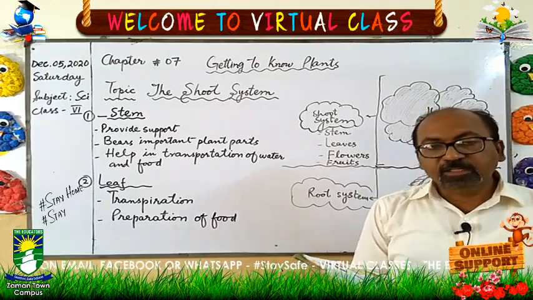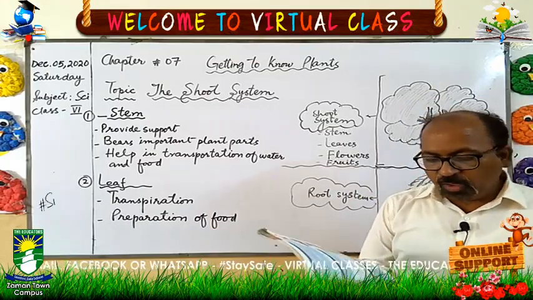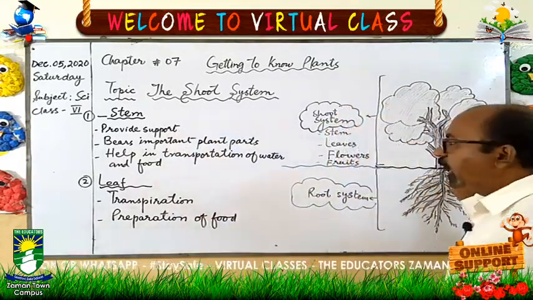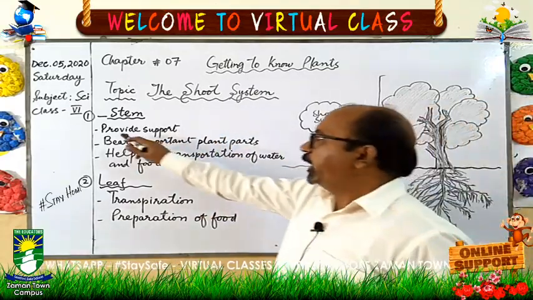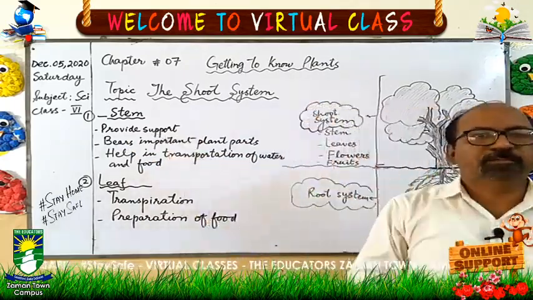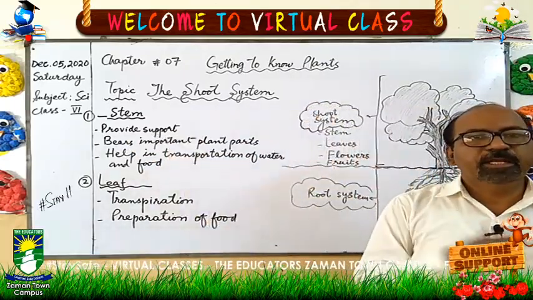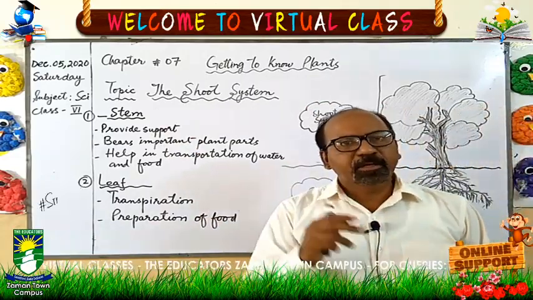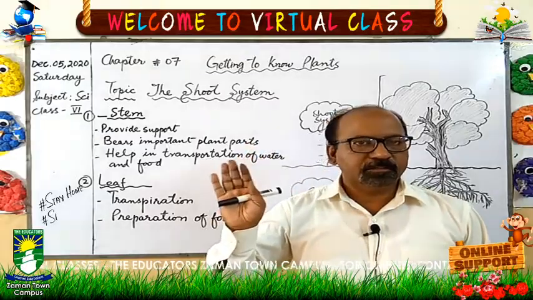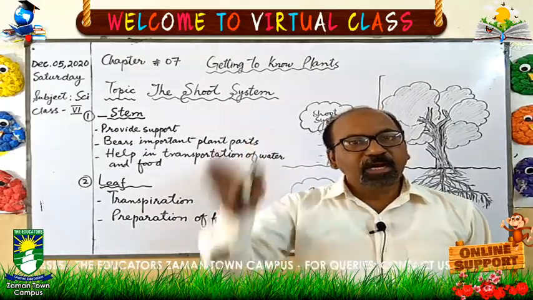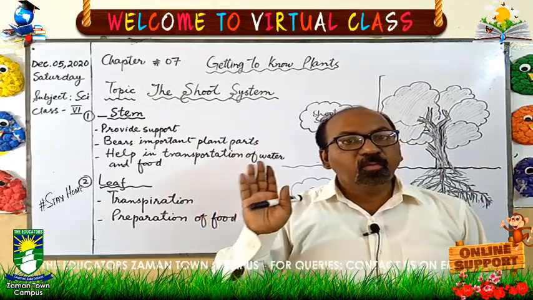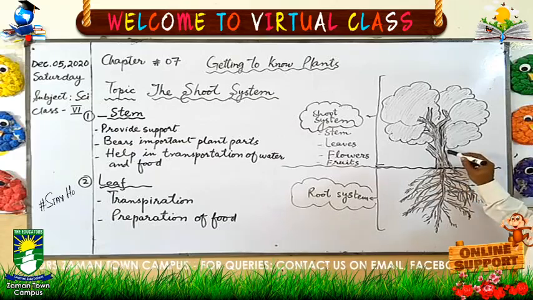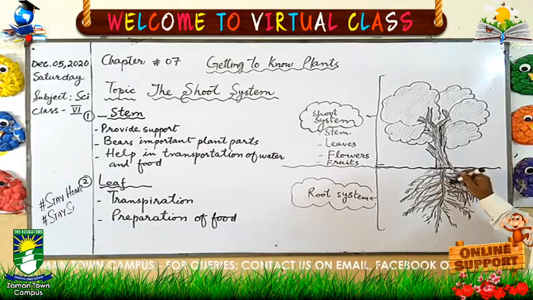So this is the stem. So what are the functions of the stem? As it is a hard or strong part, it provides support to the plant to maintain its body in the air. Because we know very well that sometimes there is a very strong wind, but plants remain standing. Why? Because the roots and stem give support to the plant.